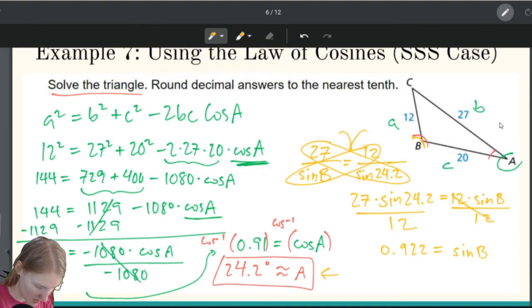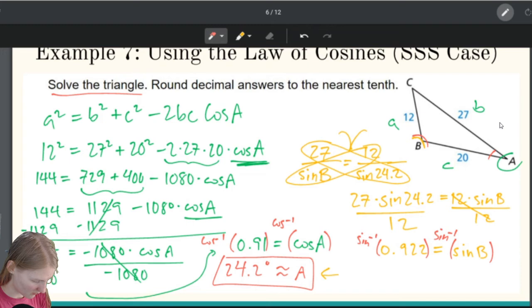Equal to sine B. And now, same thing as before, we need to take sine inverse of whatever that is, which equals 67.3 degrees, approximately, for angle B.